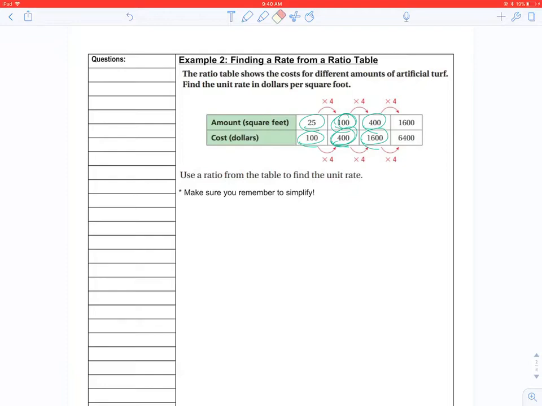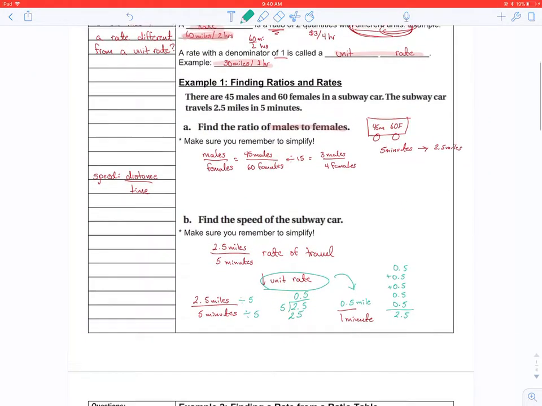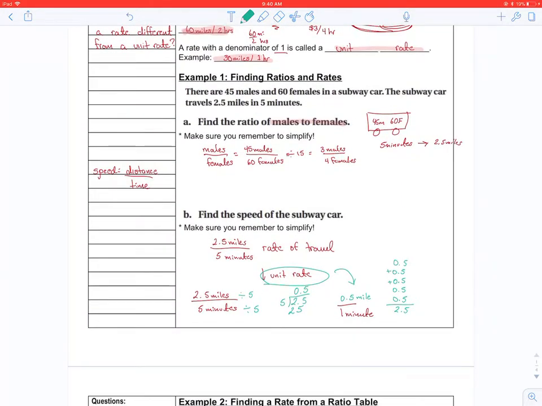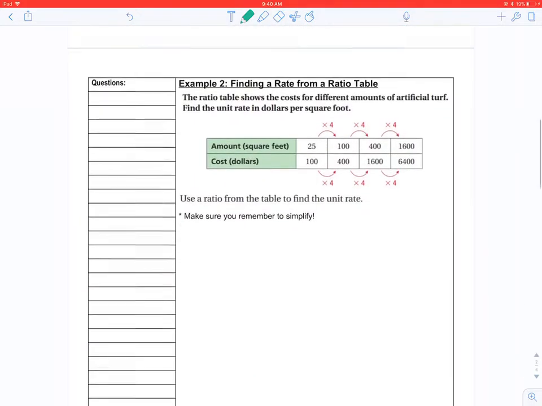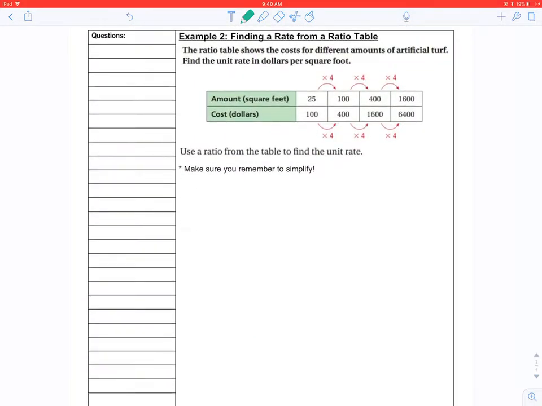Now, what we're doing in this scenario of using the ratio table is finding the unit rate. So you've got to think back to yourself, what is the unit rate? If we look back at our vocabulary, a rate with a denominator of 1 is called a unit rate. We have a lot of rates here. We have 25 square feet for $100, 100 square feet for $400. Those are all rates because they have different units, but those are not unit rates because they don't have a denominator of 1.